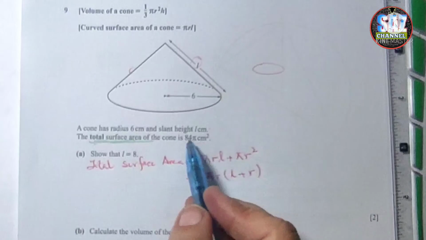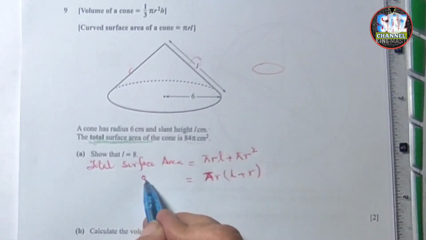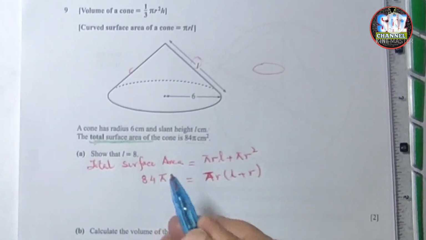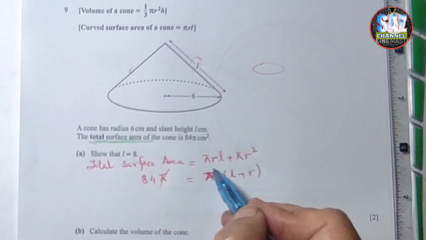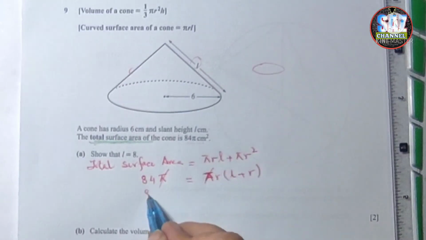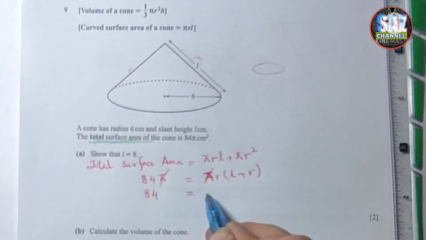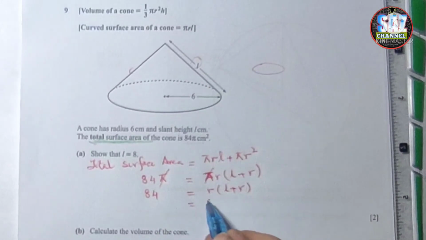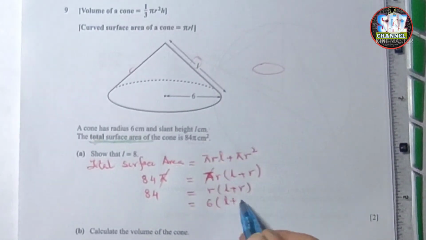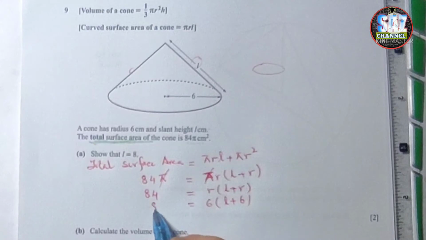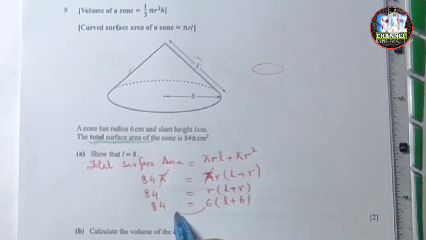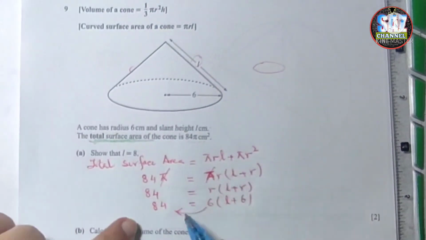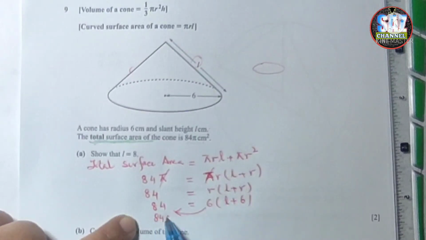And now the answer for the total surface area is 84 pi. Now look, this pi can easily cancel with this pi, and I will be left with 84 equals r into (L plus r). R is 6, and L plus 6 equals 84. First shift this 6 to the other side, and this will become 84 over 6 equals L plus 6.